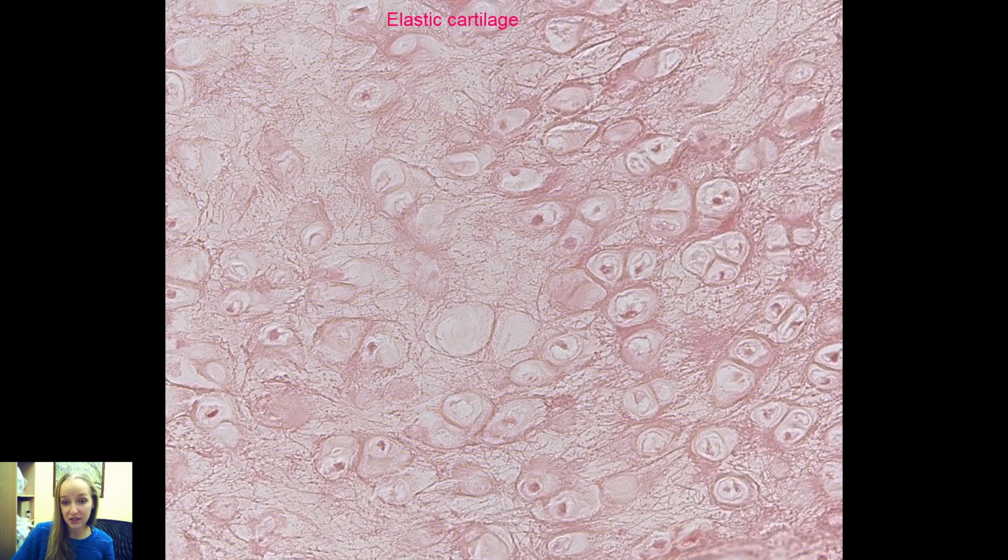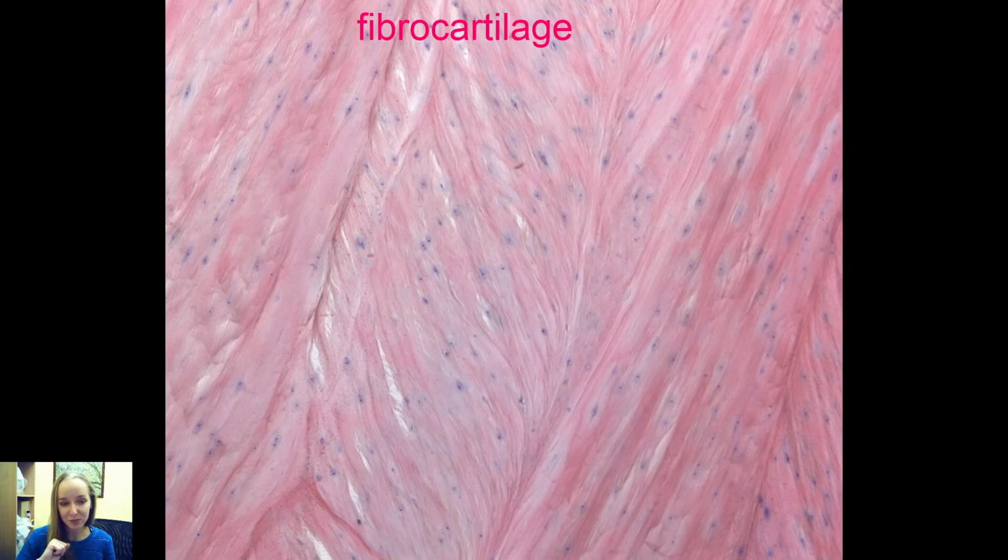Yeah, so you can see here very well these elastic fibers right here. You can see these fibers, very thin, light eosinophilic fibers right here. And very special fibrocartilage is the next type. And this fibrocartilage differs significantly.